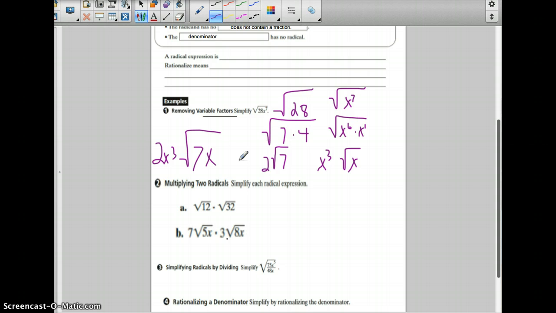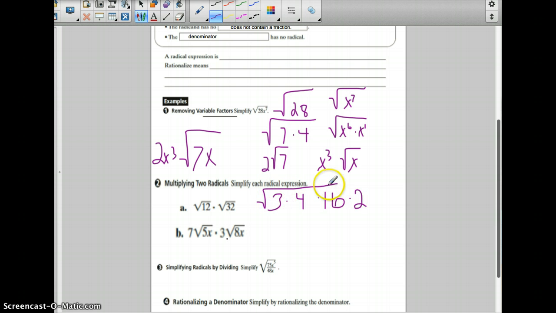They are very similar. Let's look at multiplying two radicals together. So we can see here we have the square root of 12 times the square root of 32. Well, if we put everything inside the house, 12 broken down is 3 times 4. And 32 is, anyone have it? 16 times 2.